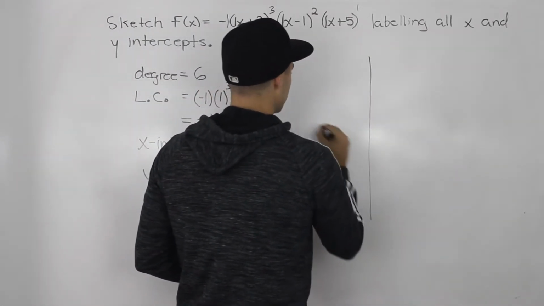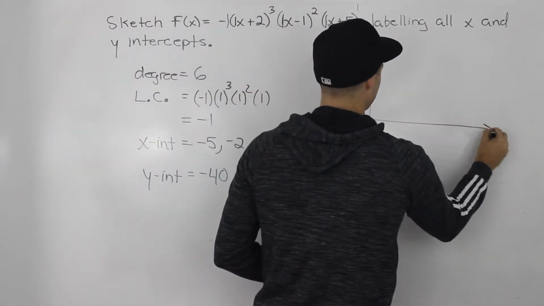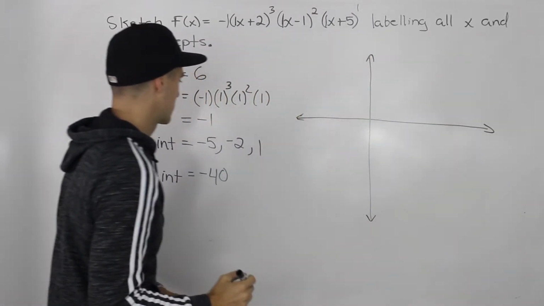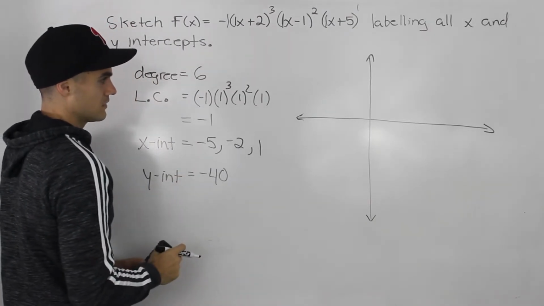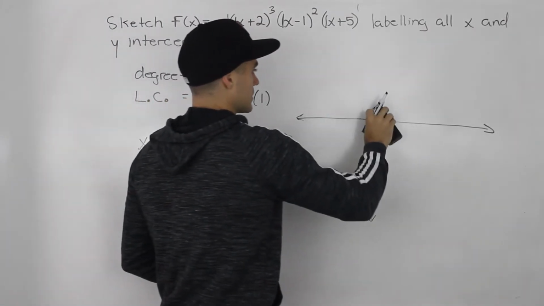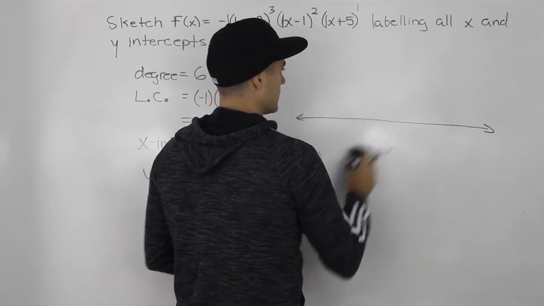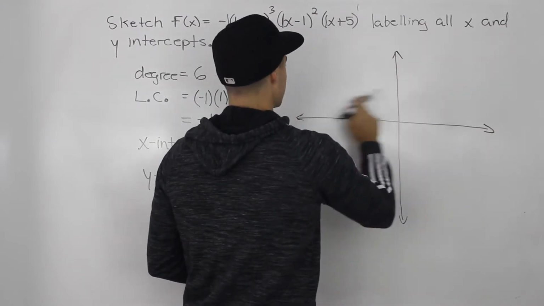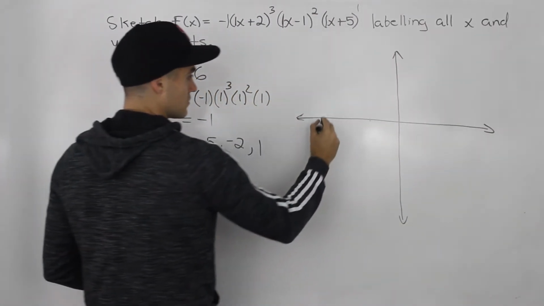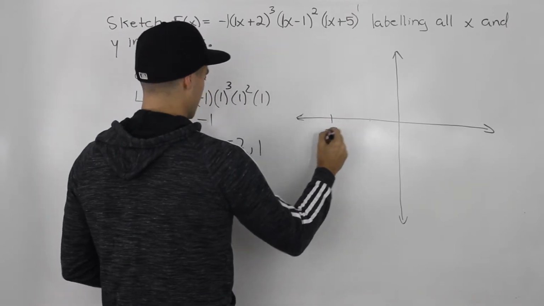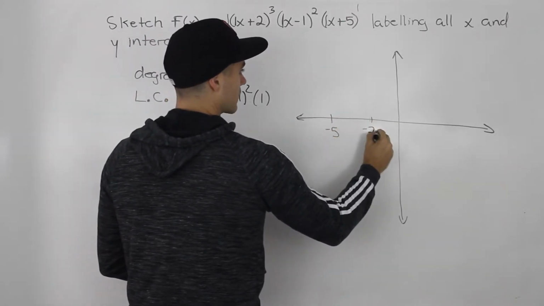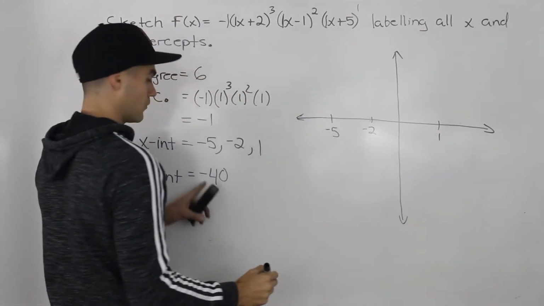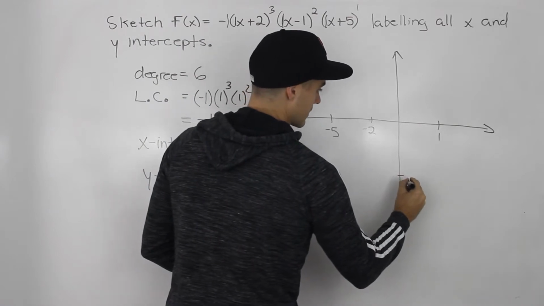So first thing I do whenever I'm graphing is I always label the intercepts if possible. Let's make this a little bit better, because we're given more x-intercepts on the negative side than on the positive side. So I'm going to make this negative side a little bit bigger. So we got -5 here, -2. Then we got +1, which is like here. And then y-intercept of -40, let's say it's like down here.